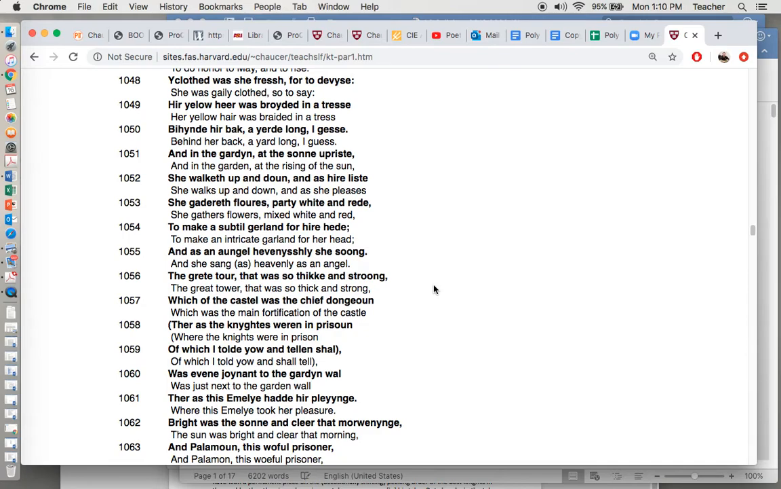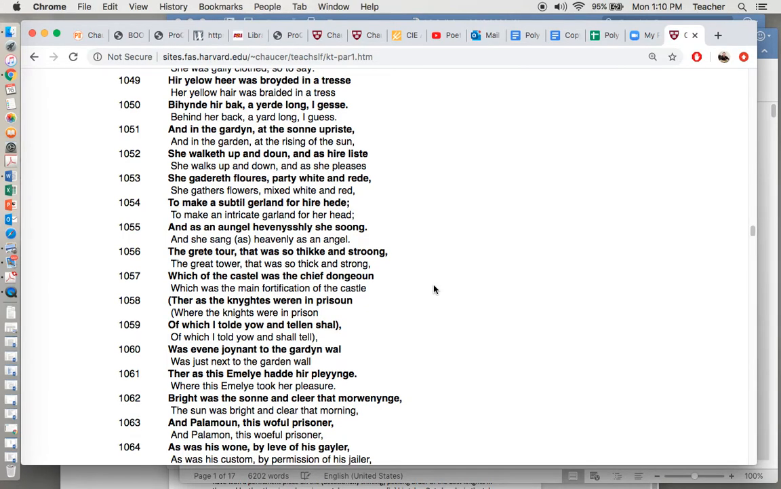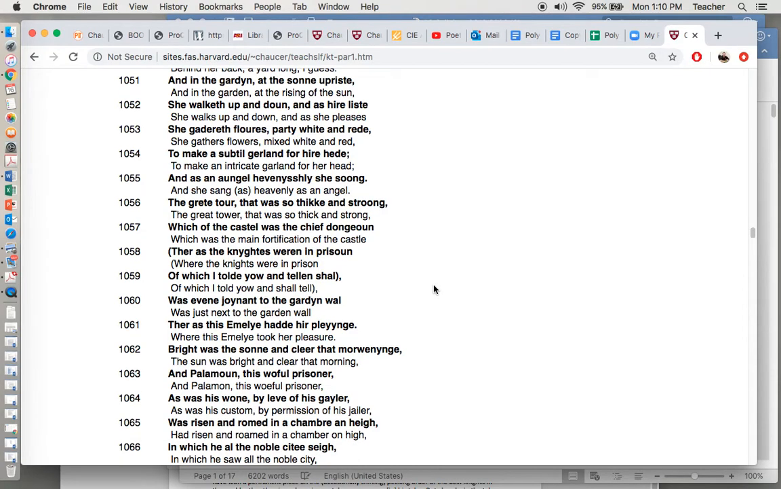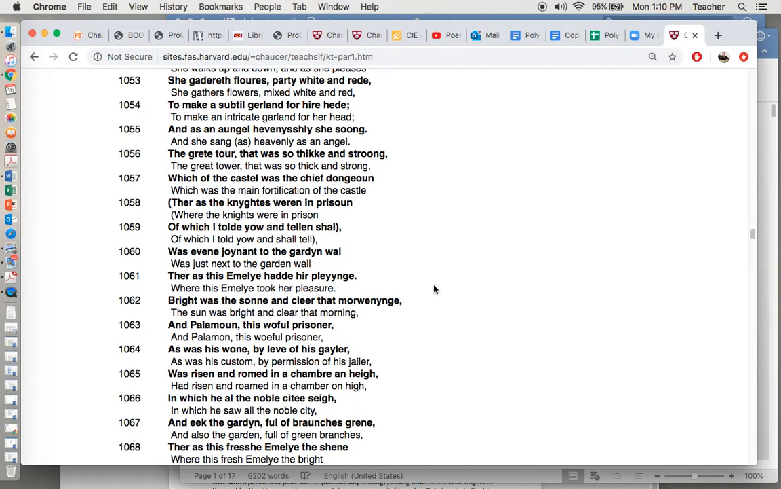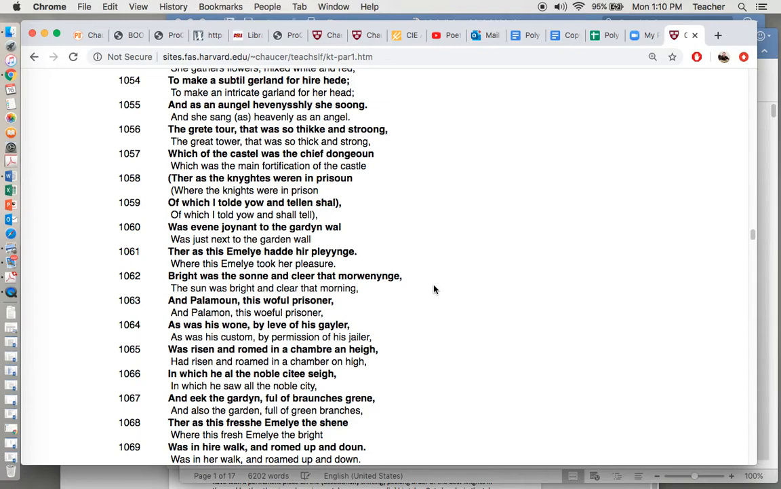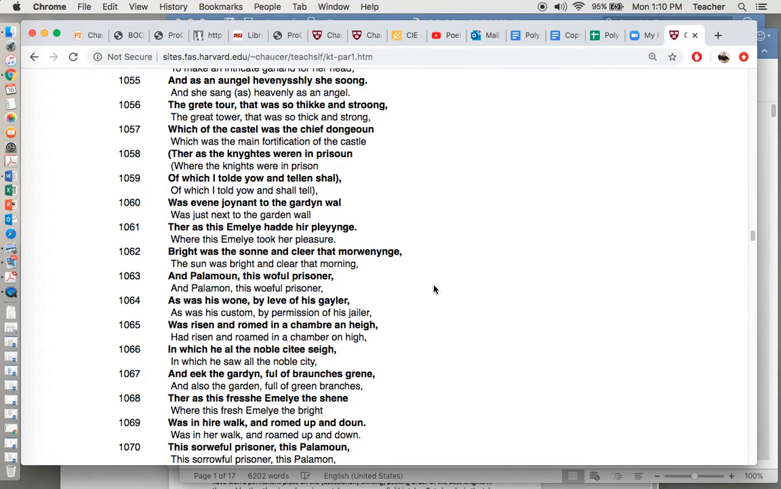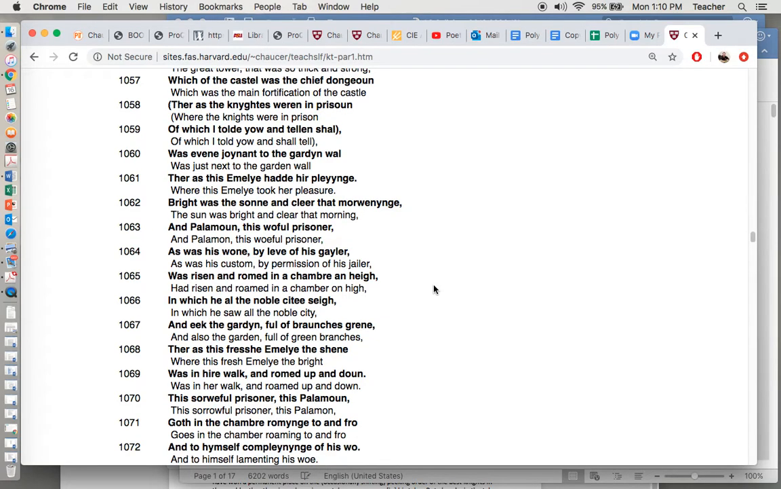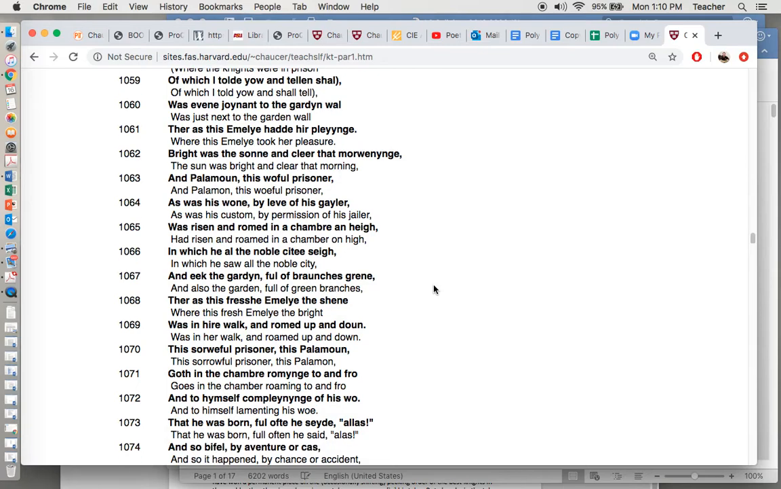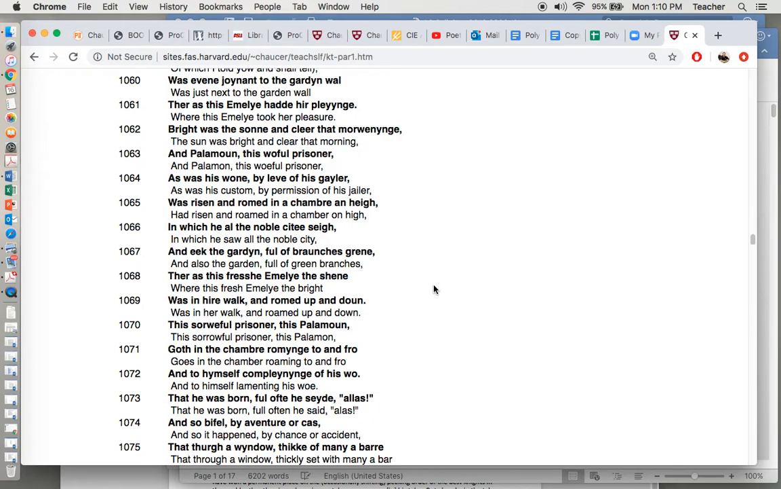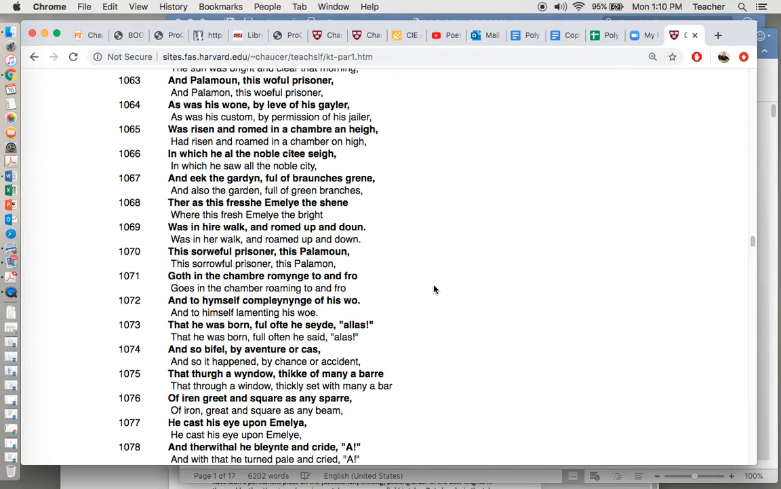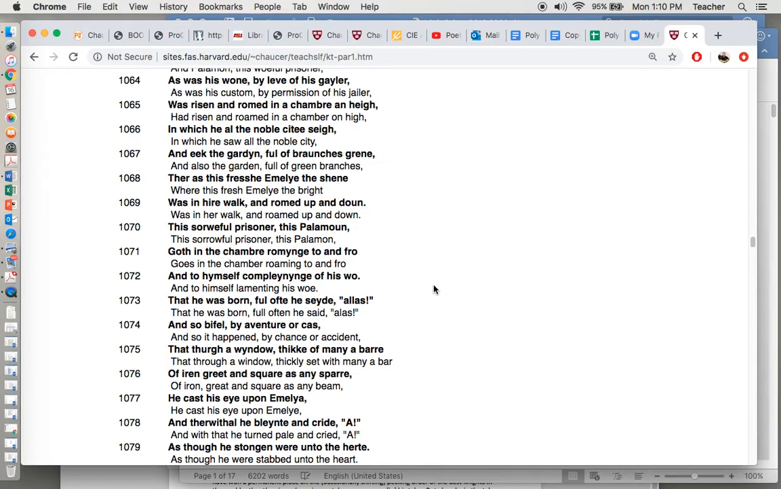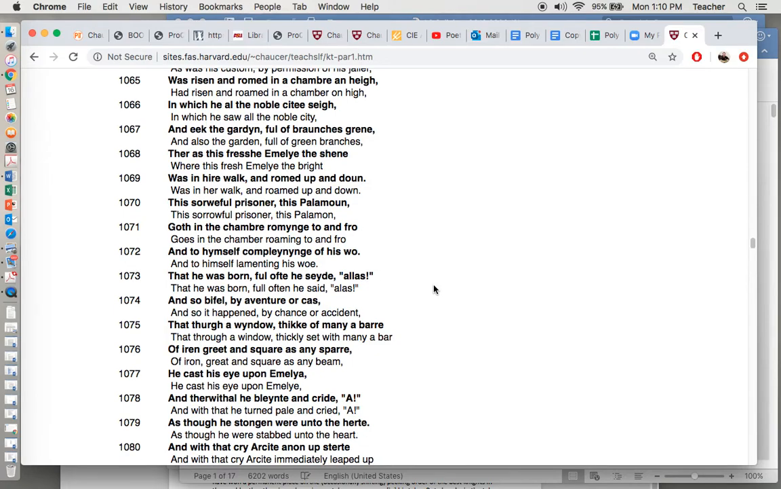Bright was the sun and clear that morning, and Palamon, this woeful prisoner, as was his wont, by leave of his jailor, was risen and roamed in a chamber on high, in which he all the noble city sigh, and eke the garden full of branches green, there as this fresh Emily the sheen was in her walk and roamed up and down. This sorrowful prisoner, this Palamon, goeth in the chamber roaming to and fro, and to himself complaining of his woe, that he was born. Full oft he said, alas! And so befell by aventure or cas that through a window, thick of many a bar of iron great and square as any spar, he cast his eye upon Emelia, and therewithal he blent and cried, Ah! As though he stungen were unto the heart.